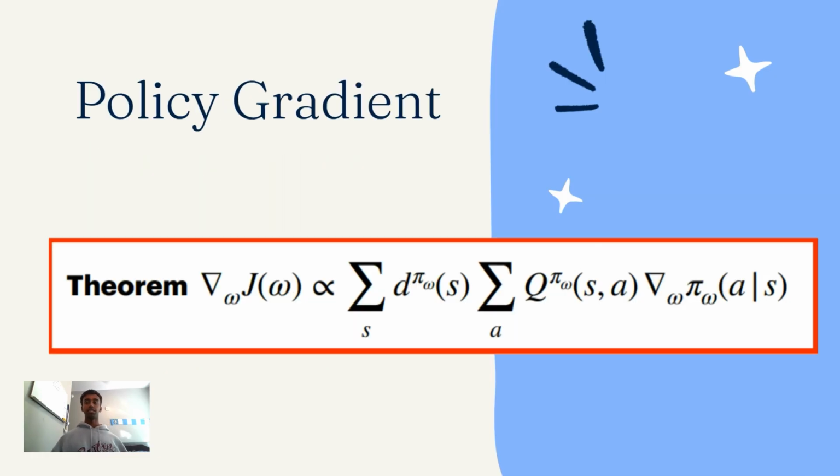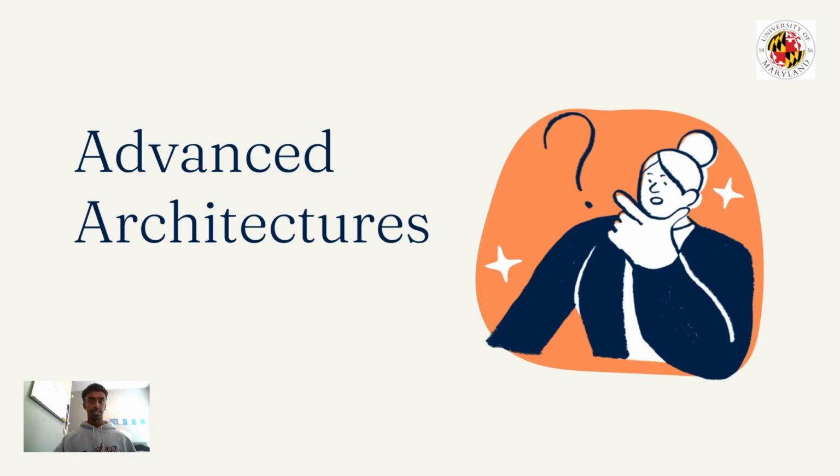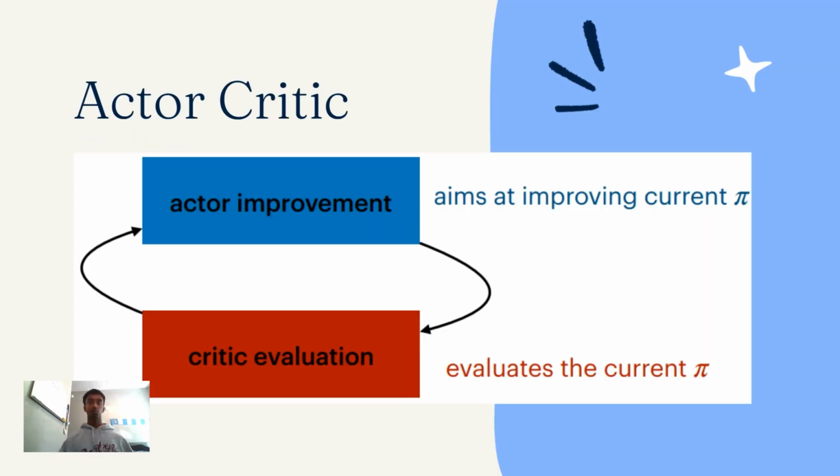Next, we have the policy gradient, which allows us to directly learn policy parameters via gradient ascent on the expected return. So using the policy gradient theorem that we see here, we can update parameters for our policy directly to increase return. Now we'll discuss the actor-critic architecture, which is the bridge between value-based methods and the policy gradient strategy.